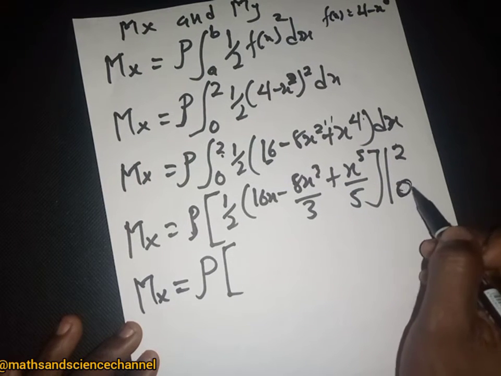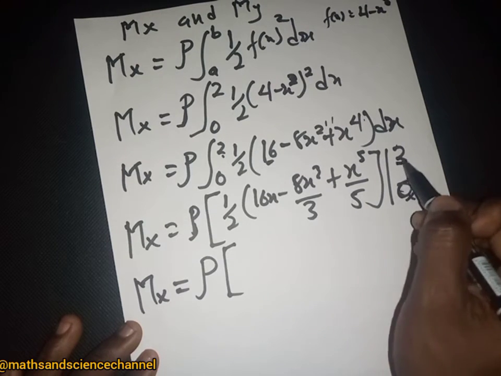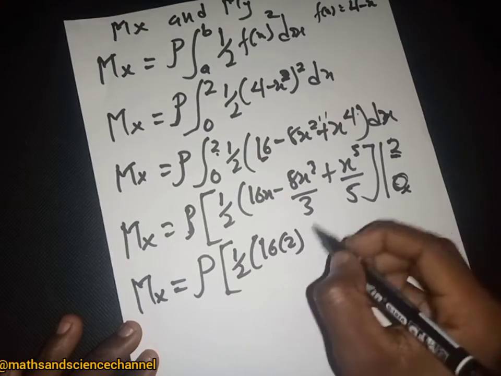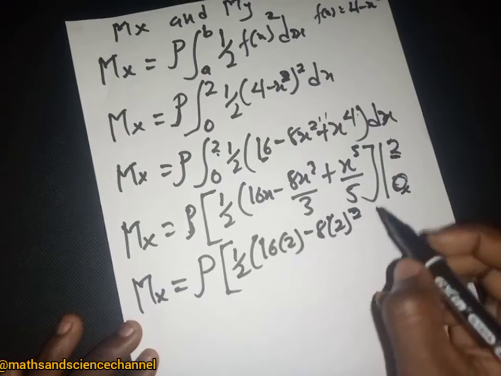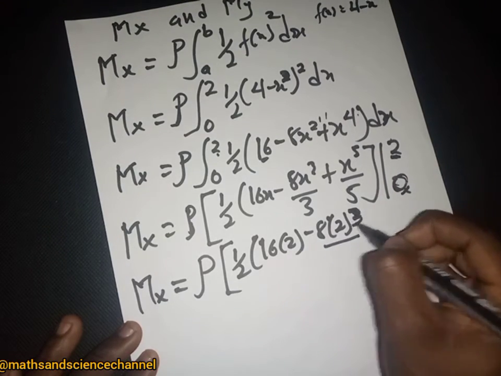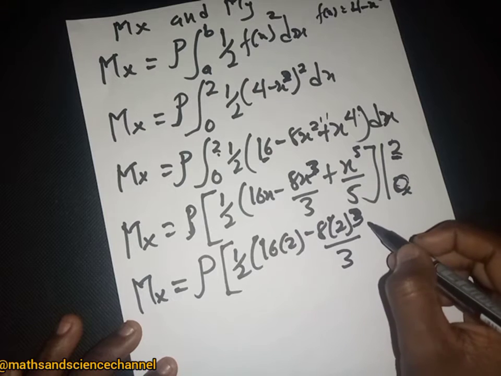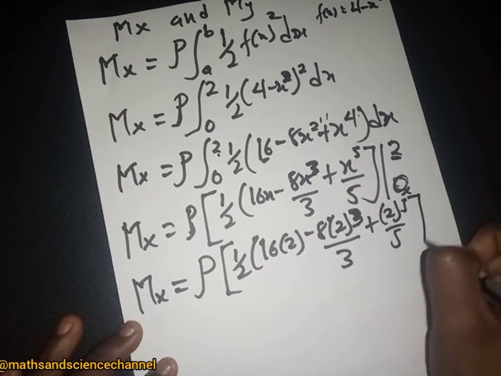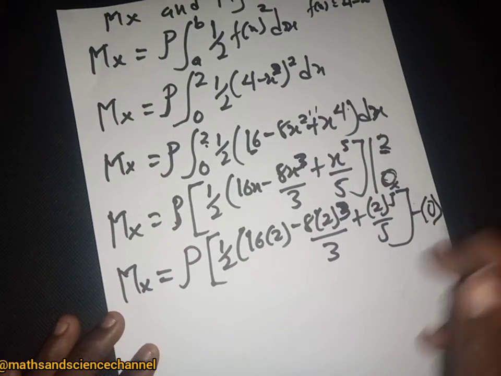Remember, when we put the 0 inside, everything that goes away, so we're only left with this part. So we have half here, then into the bracket 16, we put 2 inside, 8 here, 2 here, squared. So this is cube, then we have 3 here, then 2 here to the power 5 divided by 5 here. Now it will be minus the 0 part, right?